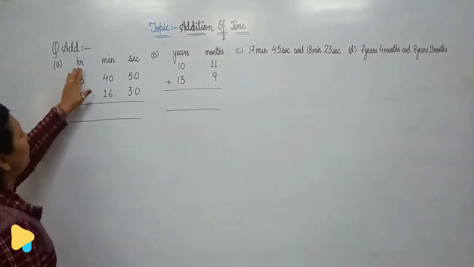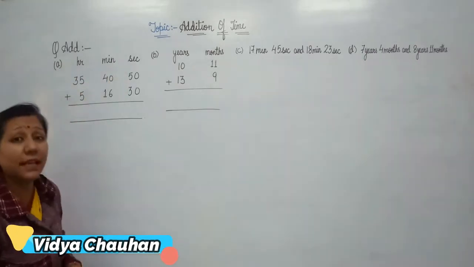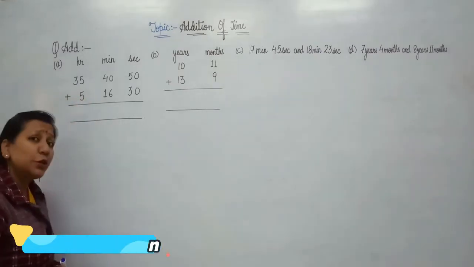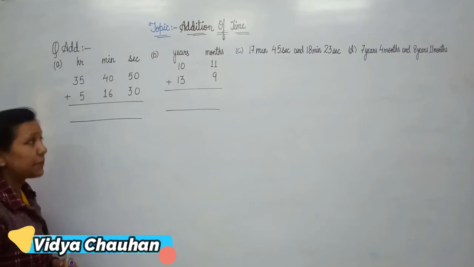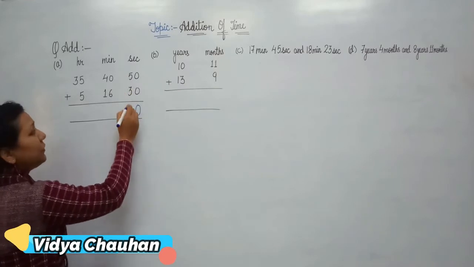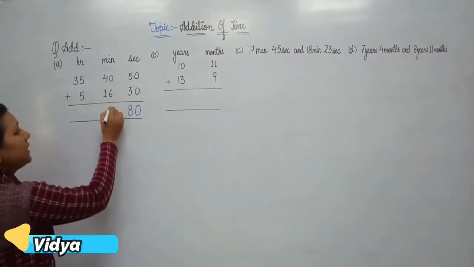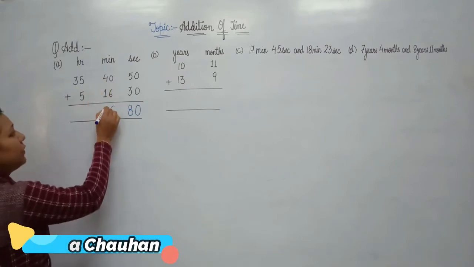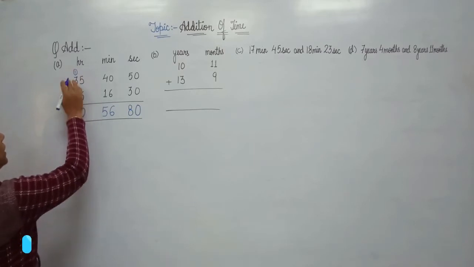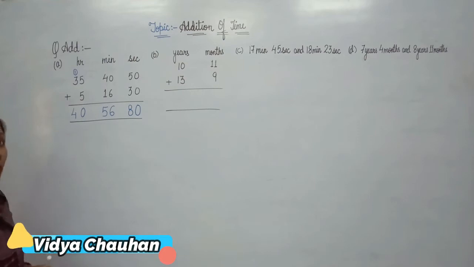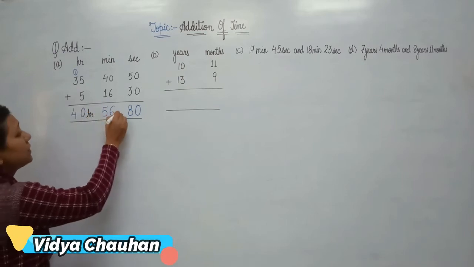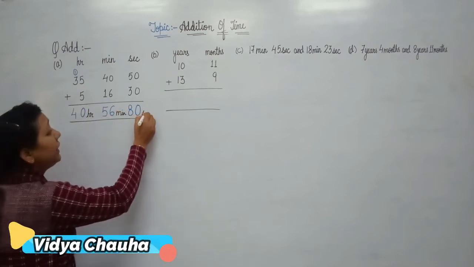First question, in which you have to add the terms given in hours, minute and seconds. And as you can see, the values are already well arranged in its column form. So directly we have to start with the addition process. So let's add this value here. 0 plus 0 gives 0. 5 plus 3, 8. 6 plus 0, 6. 1 plus 4, 5. 5 plus 5 is 10. Carry forward. 3 plus 1 is 4. So now what is our answer? The answer which I got here is 40 hours, 56 minutes and 80 seconds.